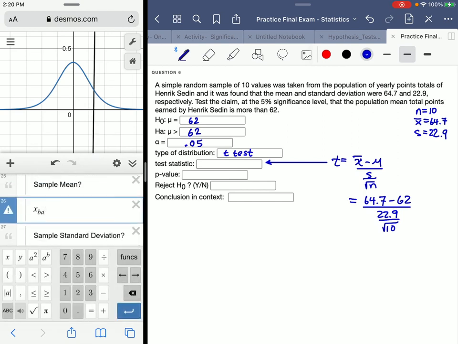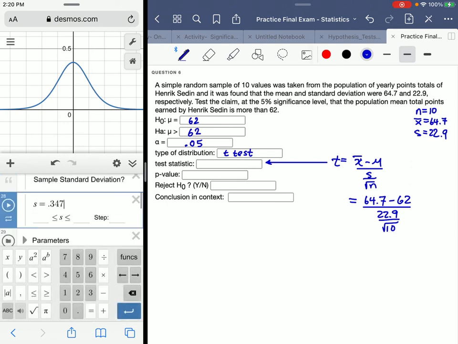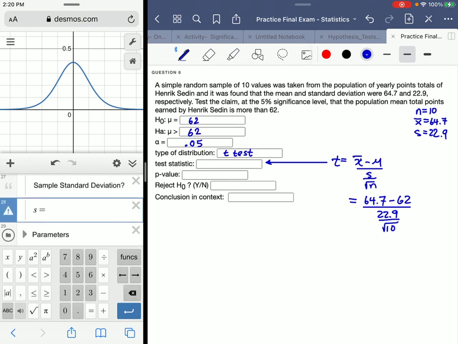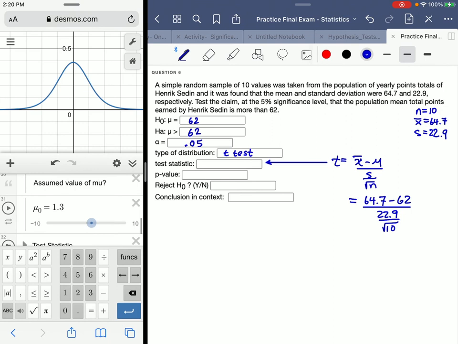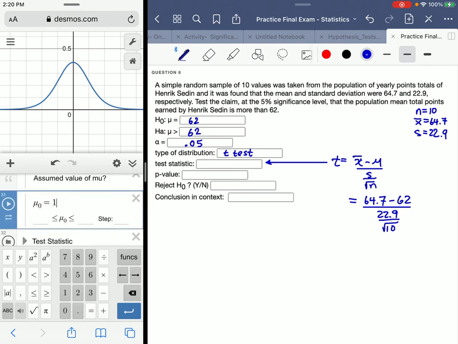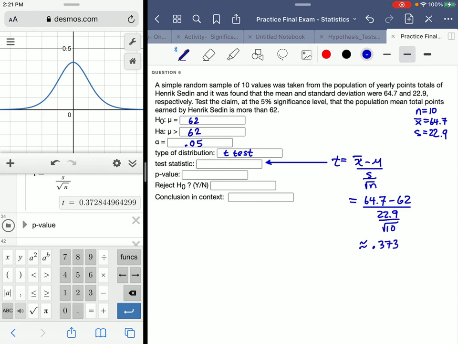Oops. Undo. 64.7, 22.9. Parameter, assumed value for mu was 62. Then it'll just tell you what the test statistic is, which is about 0.373. We go 3 significant.